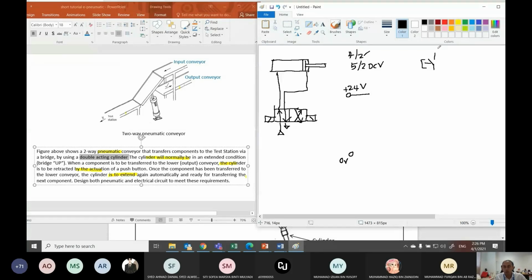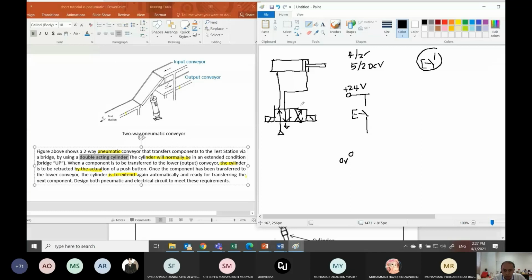So now I choose to use this push button as specified in the question. So I draw this push button. And when I push this push button, what happened to the cylinder? The cylinder should, as mentioned in the question here, be retracted by actuation of push button. So when I push this push button, I have to change the DCV so that the DCV will be in this position.